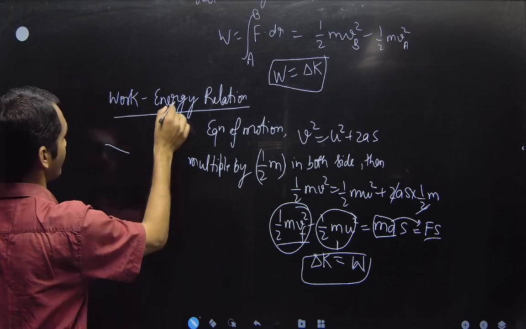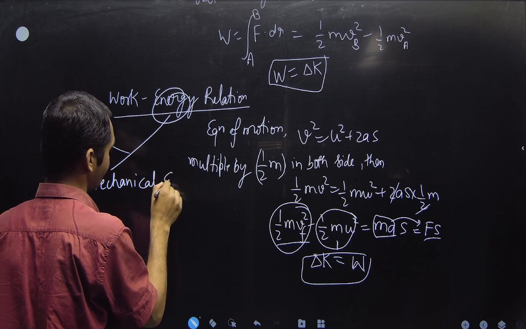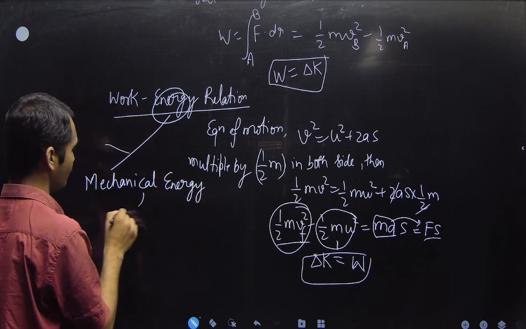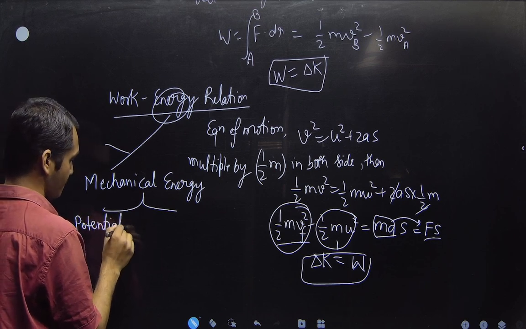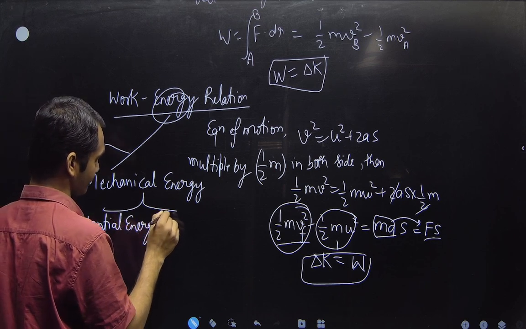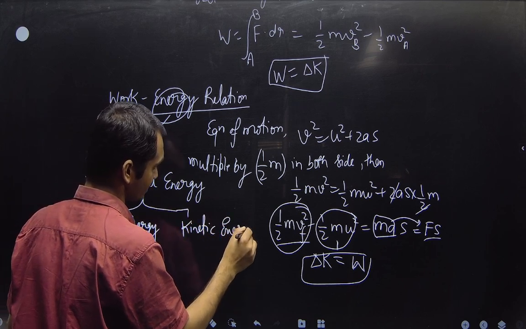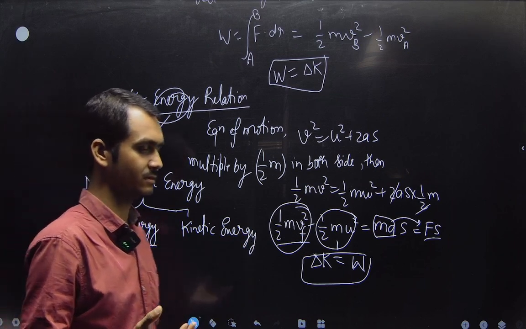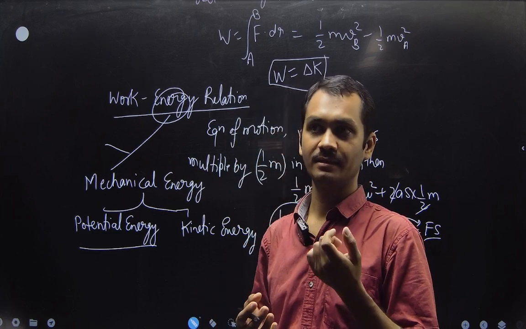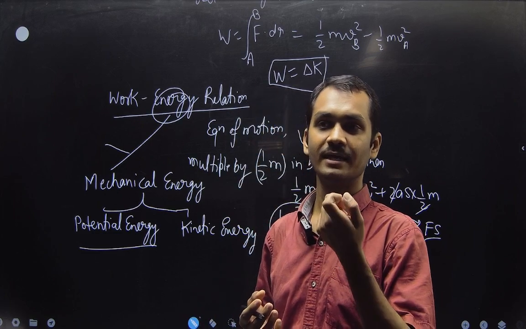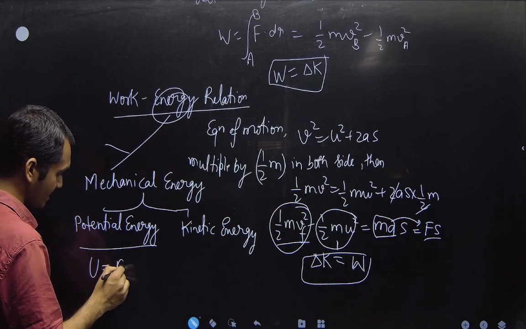One form of energy is mechanical energy. Mechanical energy is generally classified into two forms, potential energy and kinetic energy. What is potential energy? The energy of an object because of its specific position is known as potential energy, and it is defined as mgh.